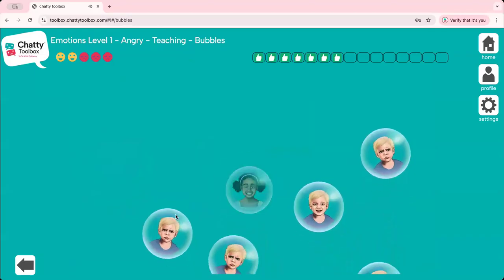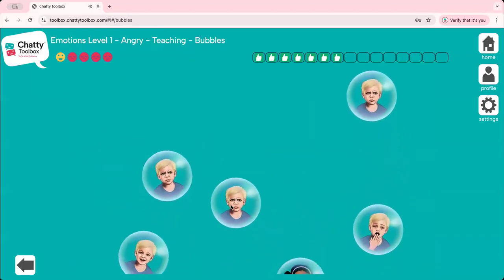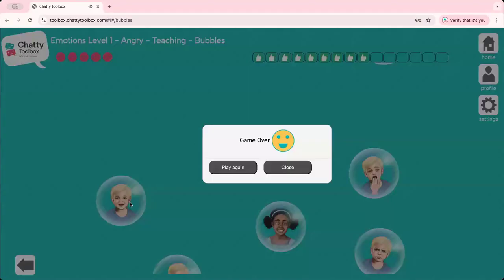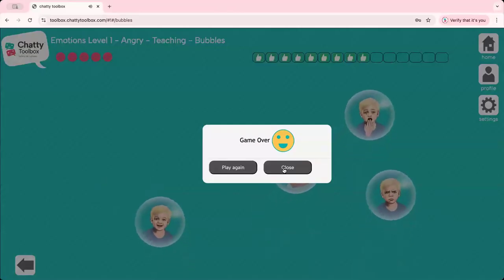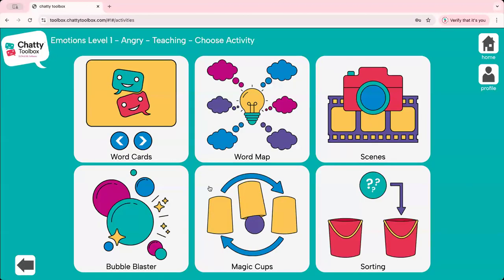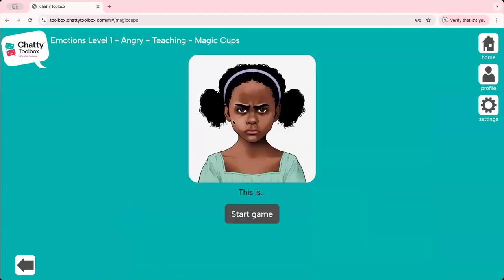So I'm going to get a few wrong here. And eventually when you've got enough of them wrong, your game is over. Close it down. So that's the bubble blaster game, which is just a nice bit of fun. You've got the magic cups game. So angry. If they don't know what it is, ask them to say it and then get them to click on it, and it will tell them if they're not sure.